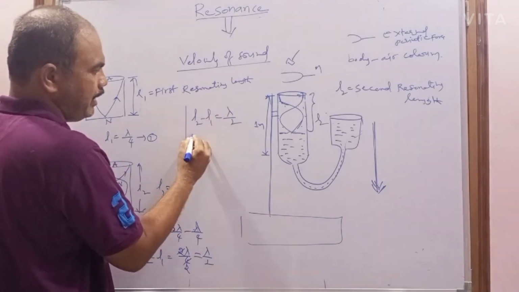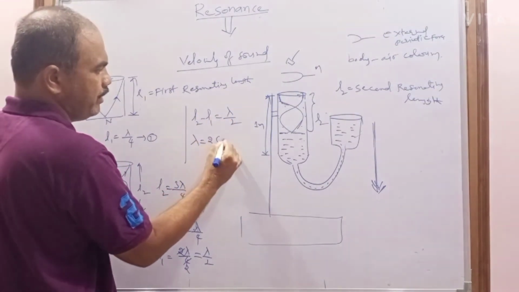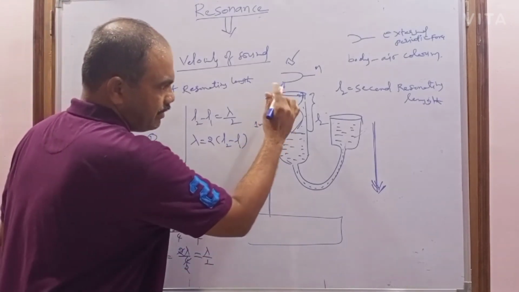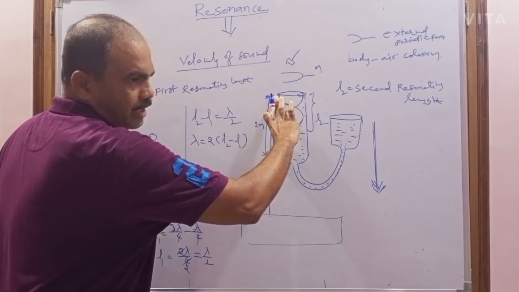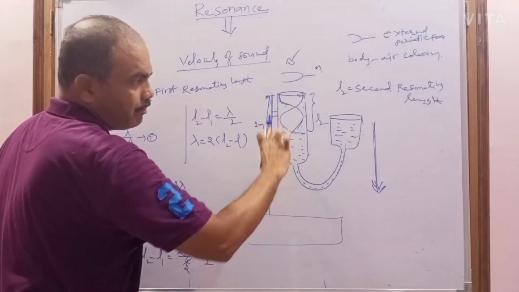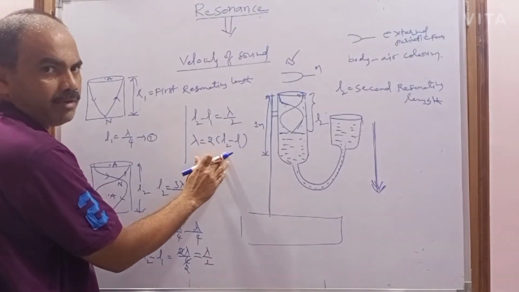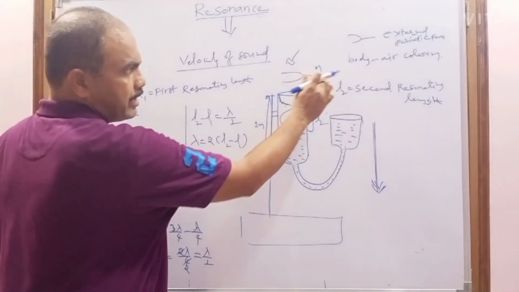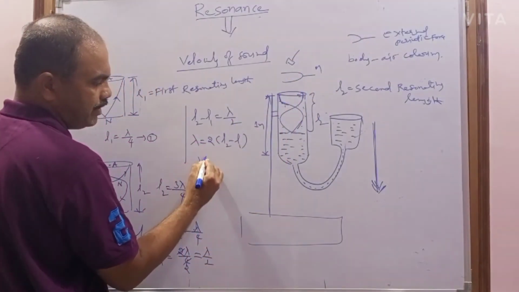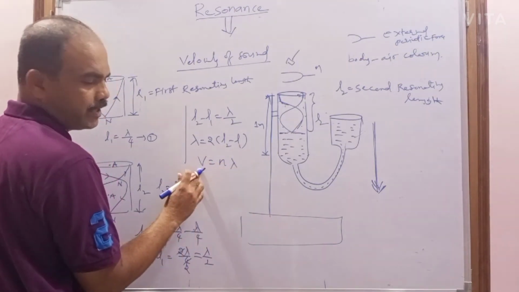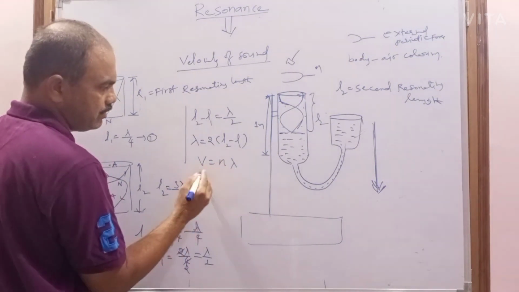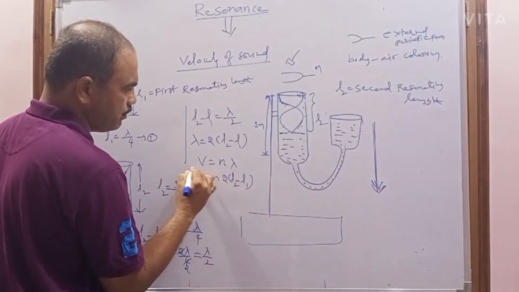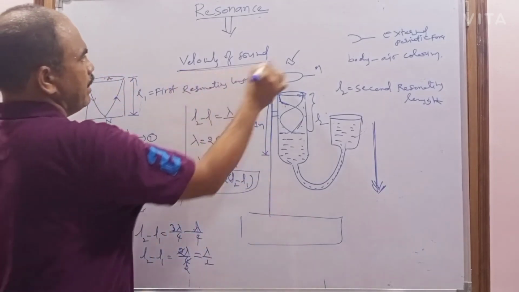So lambda equals 2 times (L2 minus L1). Here L1 is the first resonating length. Using a scale placed beside this closed pipe, you can find L1 and L2, and from these you can find lambda. When we find lambda, since you know the frequency of the tuning fork, by using V equals n lambda, the relation between speed, frequency and wavelength, V equals 2 n into (L2 minus L1). By using this formula, you can find the velocity of sound.